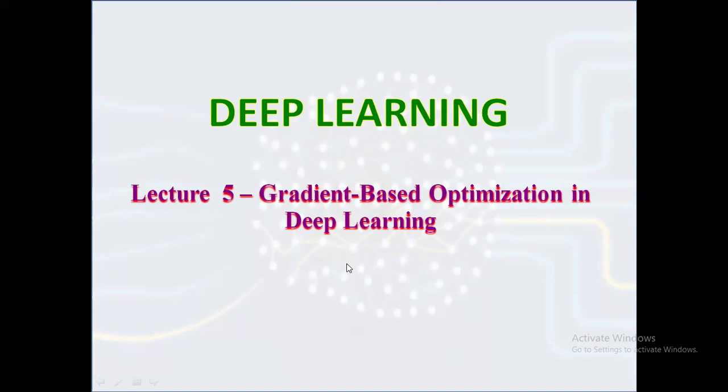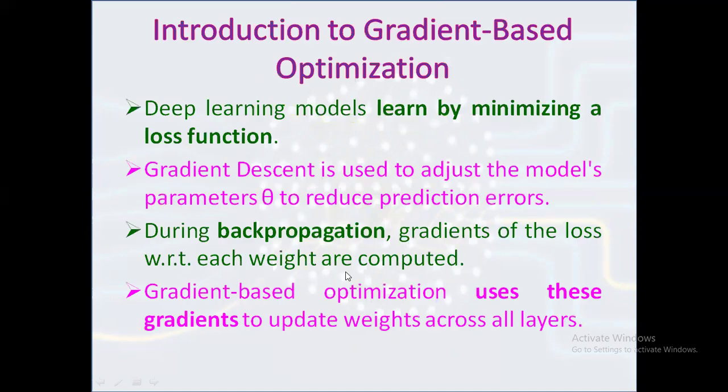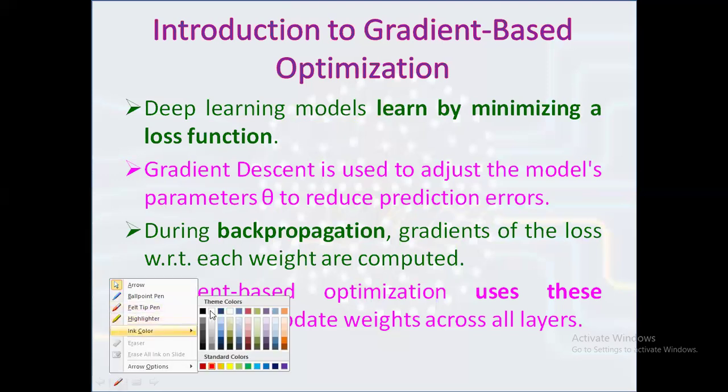Whether training a simple regression model or a massive transformer like GPT, gradient-based optimization enables the model to adapt, generalize, and make accurate predictions, making it essential for anyone working in machine learning or deep learning. We'll see one by one. First, introduction to gradient-based optimization. Gradient descent is the foundation of optimization techniques.